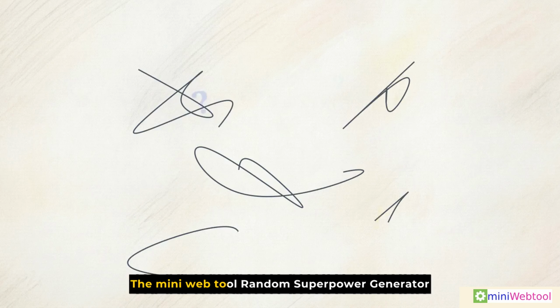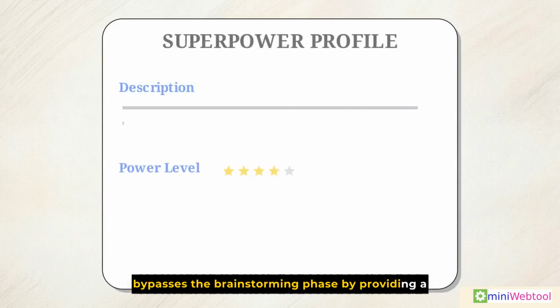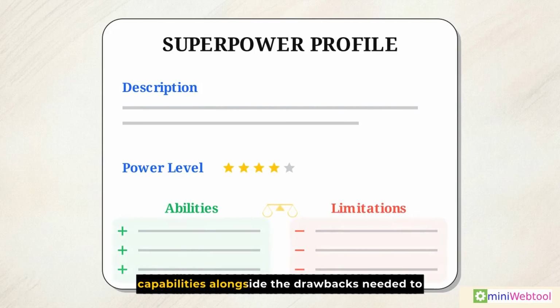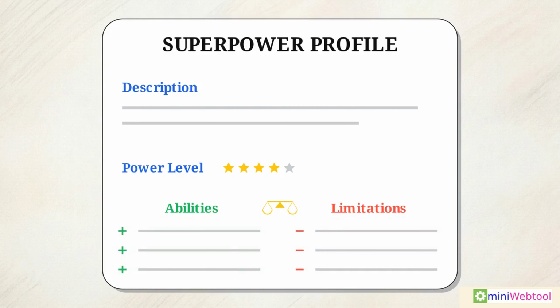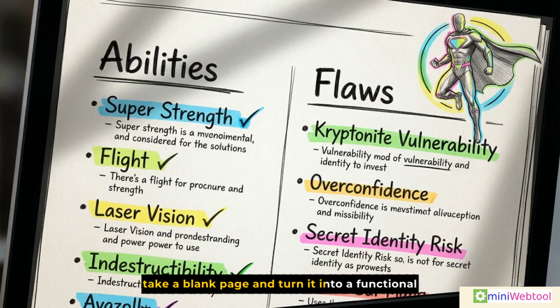The MiniWebTool Random Superpower Generator bypasses the brainstorming phase by providing a structured power profile, generating specific capabilities alongside the drawbacks needed to ground them. By the end of this tutorial, you'll know how to take a blank page and turn it into a functional character concept that is ready for immediate deployment in your story or game.